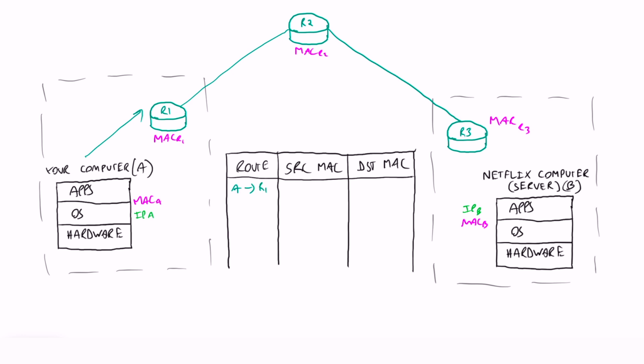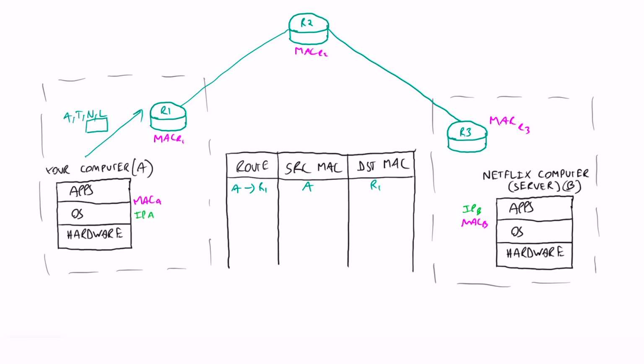Now, what is the source MAC address in this packet? If we take a look at our packet, it includes all of our data from the application layer to the transport layer, to the network layer, to the link layer. What is the source MAC address going to be? It's, of course, the MAC address of A. It's this, MAC A. And what's the destination MAC address? Well, it's the MAC address of R1, right? Because we're going from A to R1.